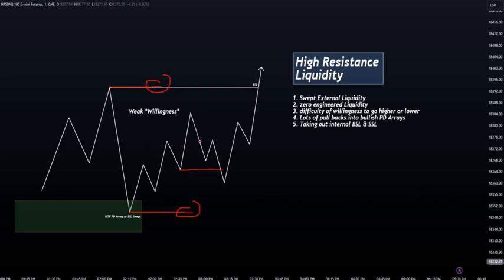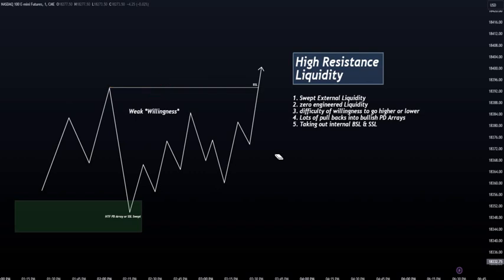Price creates sell side liquidity here, market trades down, sweeps this sell side, and then we have a market structure shift internally to then continue higher to our designated target, which would be our external buy side.